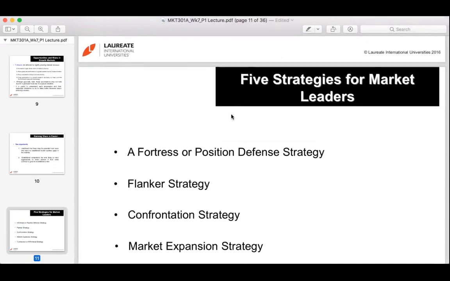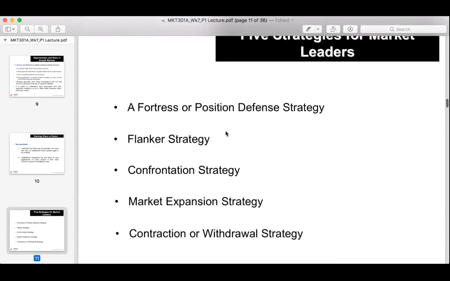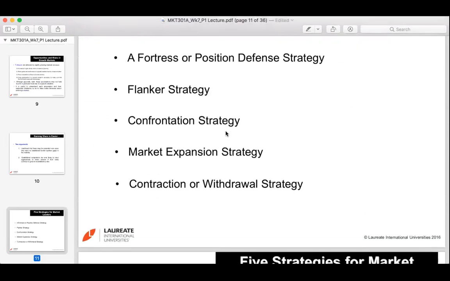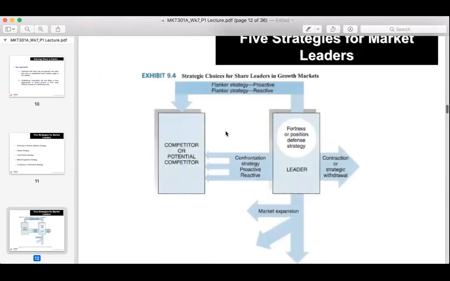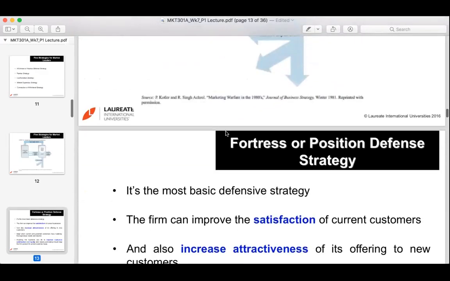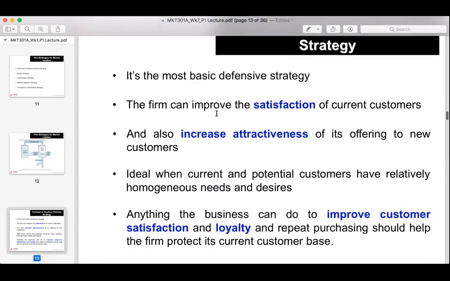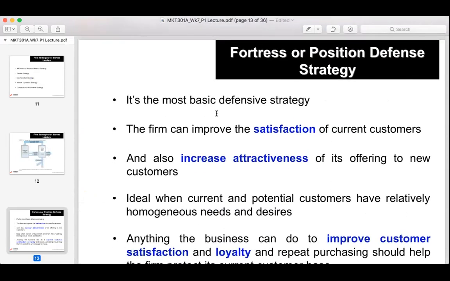Now let's look at the next one here. The 5 strategies for market leaders: a fortress or position defense strategy, flanker, confrontation, market expansion, and contraction or withdrawal strategy. So they are basically the 5 strategies that the market leader can select. The first one is the fortress, or the position defense strategy, which we are going to discuss here.